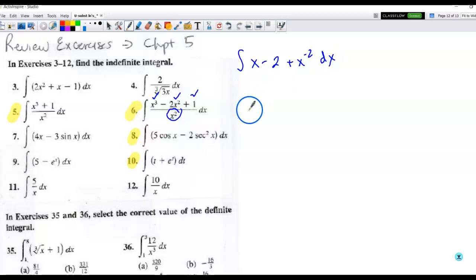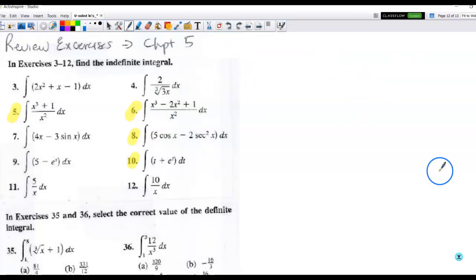So this is after algebraic manipulation or fraction manipulation. It's a normal problem, quote unquote. So we get x squared over 2 minus 2x minus x to the negative 1 power. Don't forget plus c.